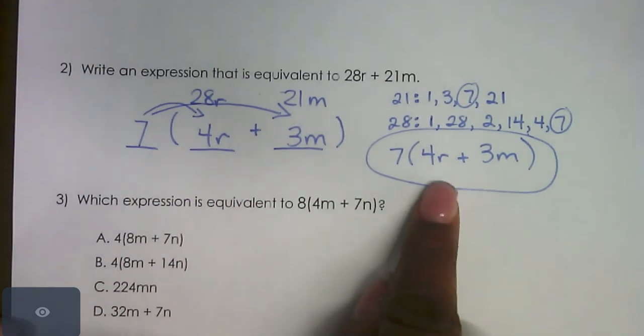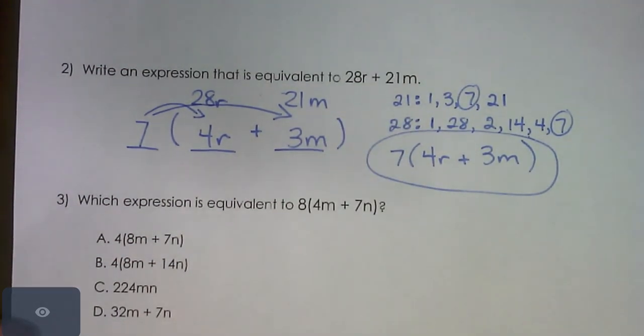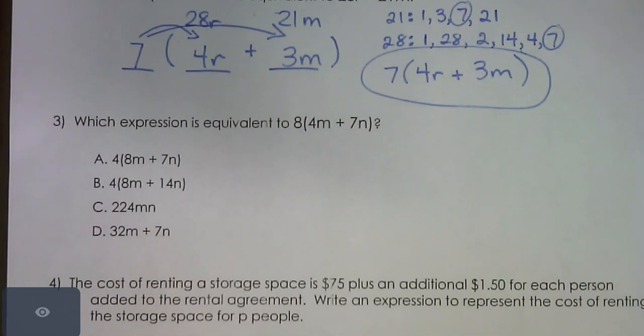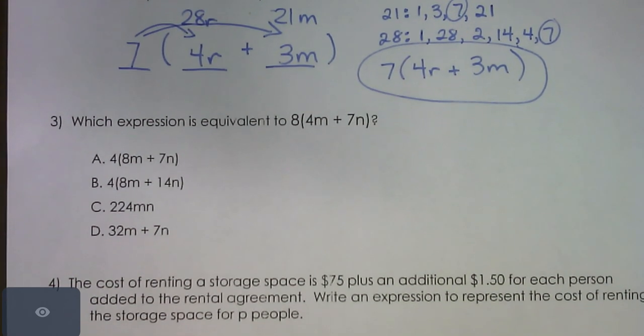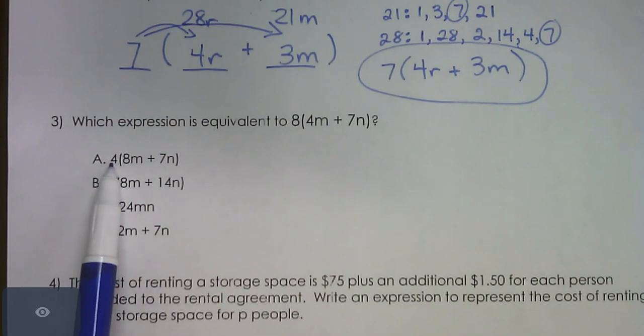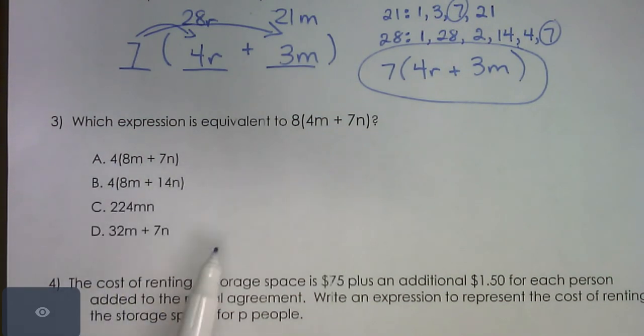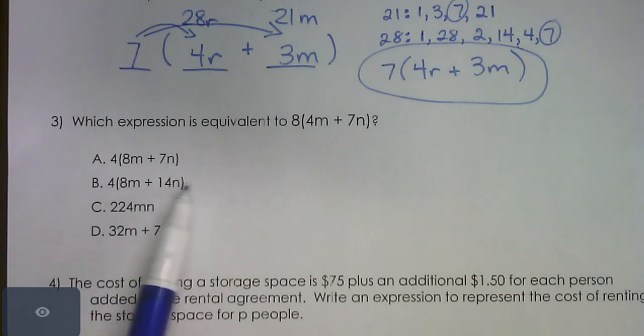All right, and that will give us equivalent to 28r plus 21m. Let's look at the next one. Which expression is equivalent to 8 on the outside of the parentheses being multiplied by 4m plus 7n? So I see a few options here. Okay, I see a 4 out here, 8m plus 7n, and I'm like, oh man, it almost looked the same, right? I see out here that I have 4n times 8m plus 14n.